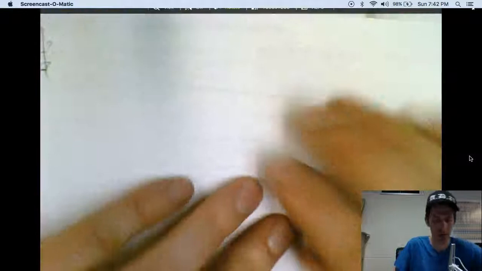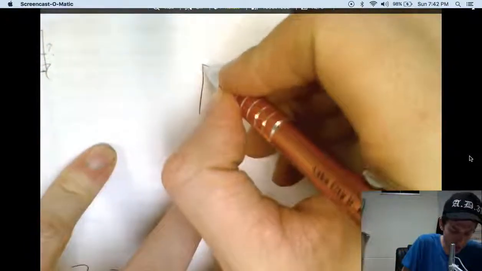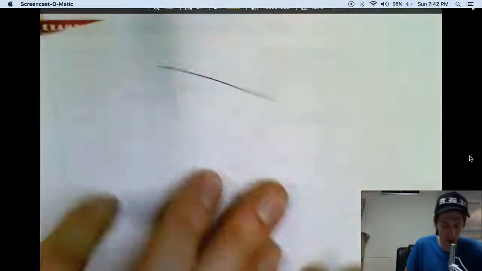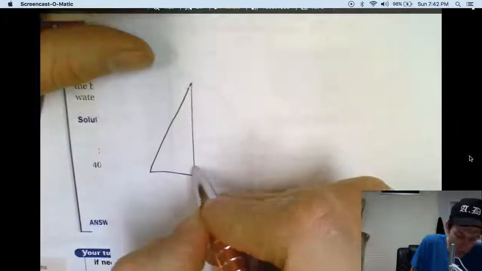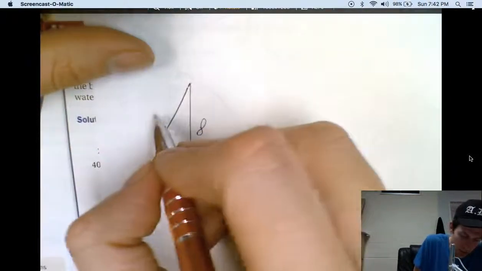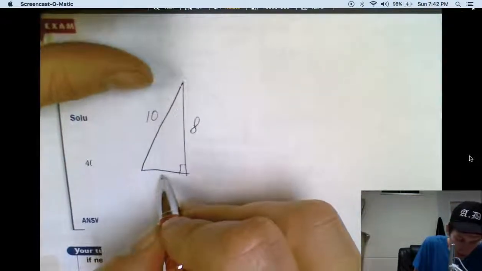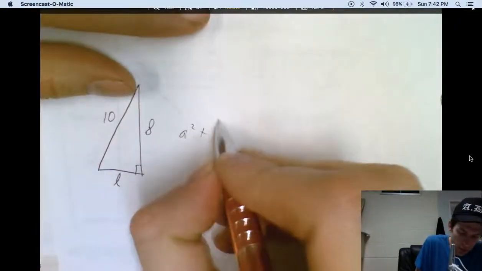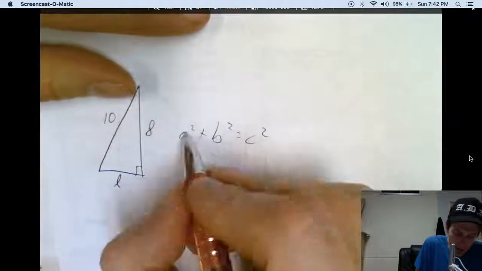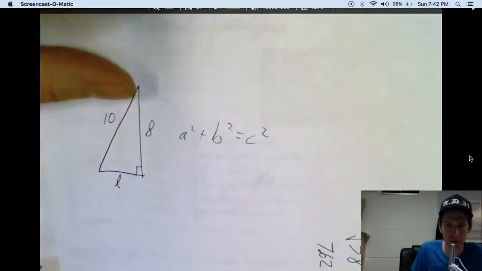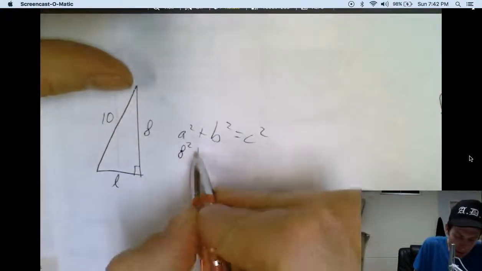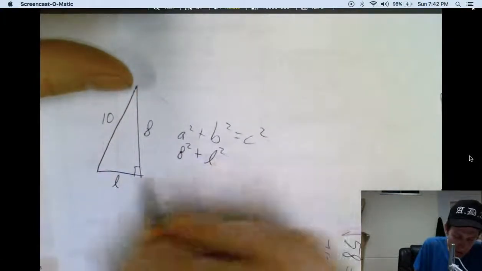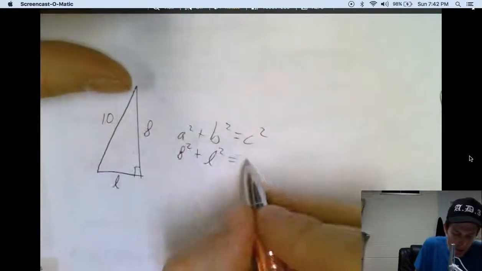Let me throw one more example at you, just so you know this for sure. And let me orient it like this for you. You know that this one is 8, and you know that this one's 10. What is L, that other leg? Well, a squared plus b squared equals c squared. Guys, this can go really quick once you got this down. Okay?